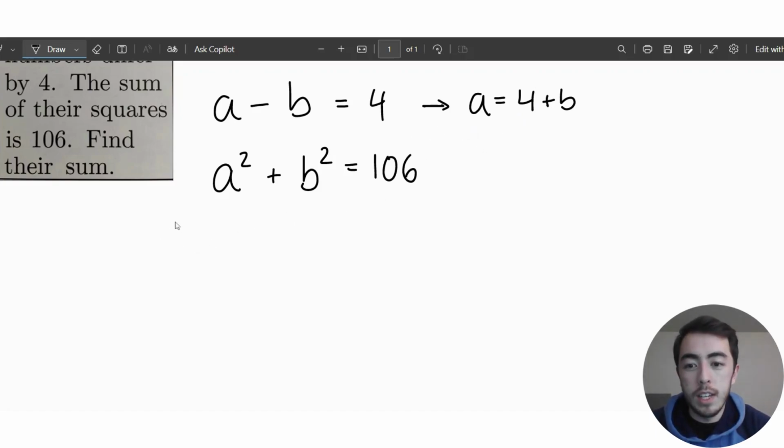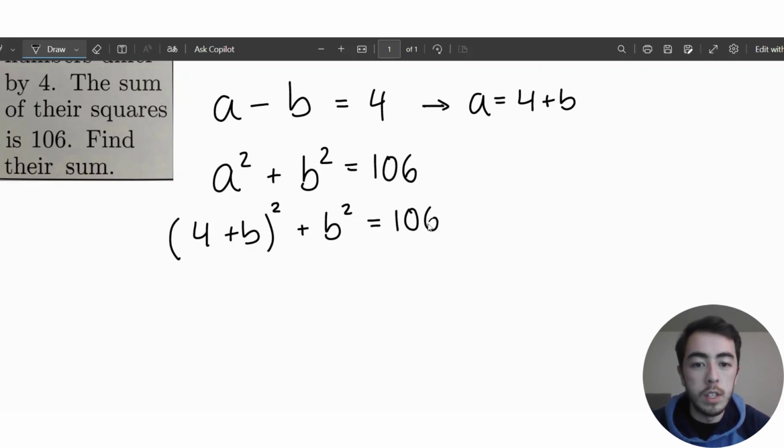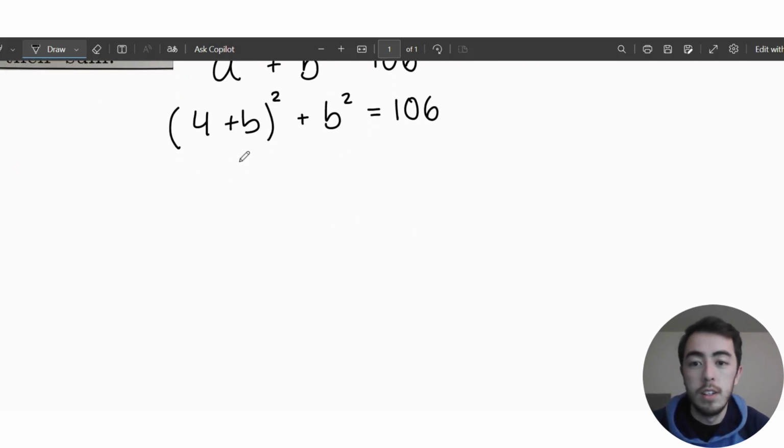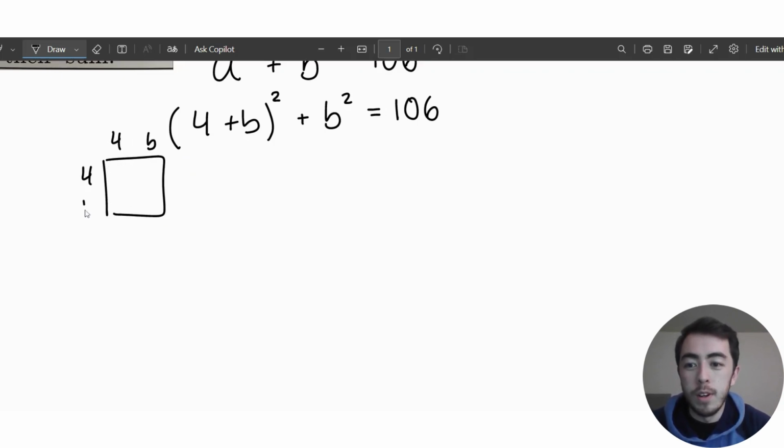This lets me stick in a 4 plus b for this a right here. It's still squared, so I need to square 4 plus b. And this plus b squared is already still here from the second equation. All of this should still equal 106. Now I'll expand this one. I like to use area models for my polynomial multiplication. And so I have a 4 and a b and a 4 and a b, and it's squared.